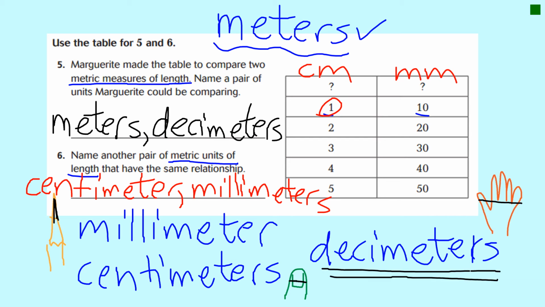So 1 meter is the same as 10 decimeters, so that's one way we could have labeled it, meter to decimeter. Or 1 centimeter is the same as 10 millimeters. And here's our pattern, straight down by tens, right? All right, awesome. Way to go, metric system.